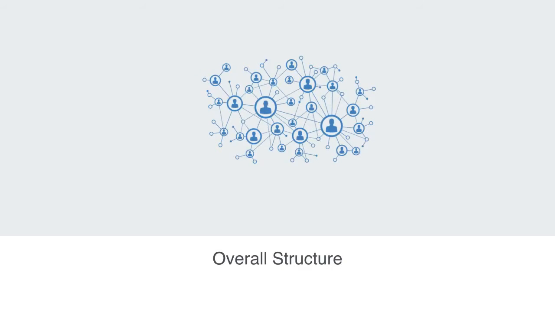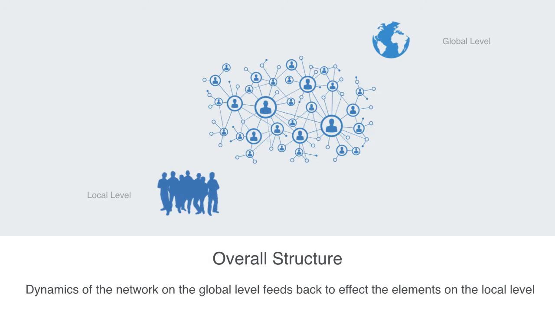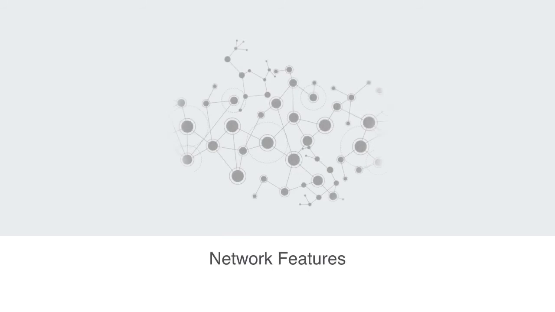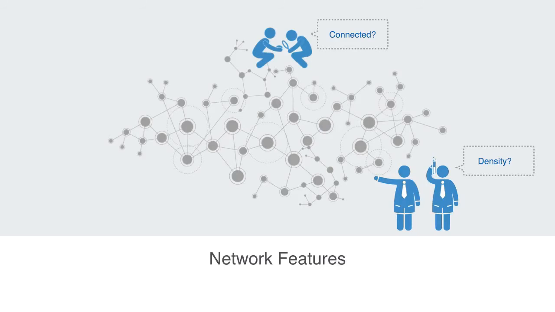The next major set of questions we'll be asking about our network will relate to its overall structure. Because networks are defined by both what happens on the local level, that is, how central or connected they are, but also what happens on the global level, because the nature and dynamics of the network on the global level feeds back to affect the elements on the local level. Here, some of the primary questions we'll be asking about the overall structure to the network is firstly, how connected is it? Are these connections between all the parts, or are some parts disconnected and separate from others? How dense is this set of connections?